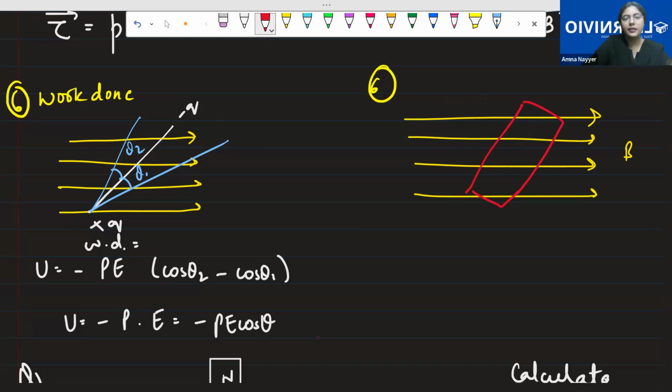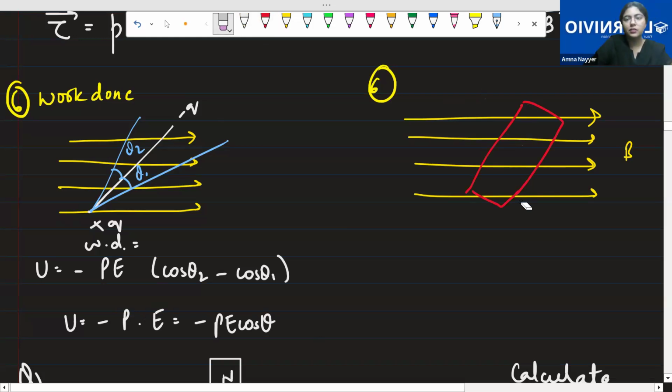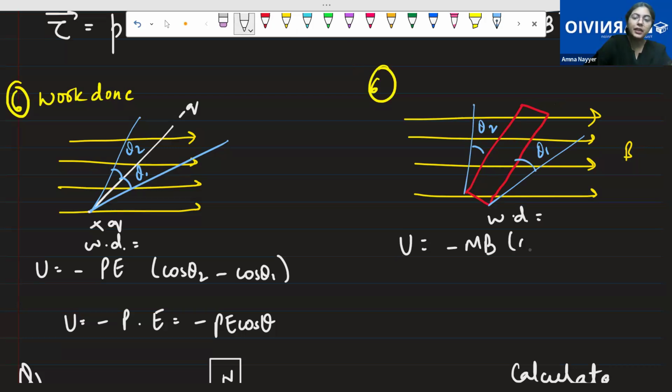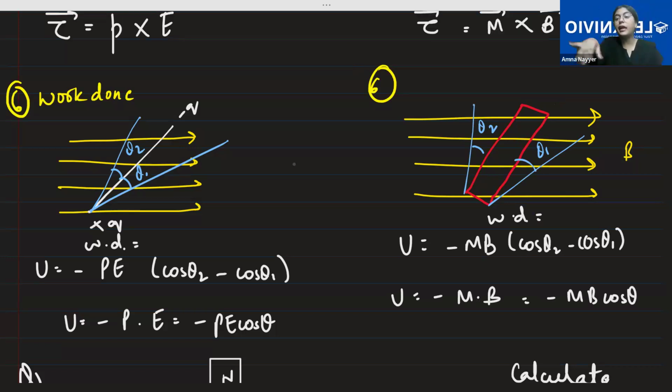Okay. Let's say here we have a bar magnet present. So this bar magnet now rotates from theta 1 to theta 2. So the work done will be equal to the change in potential energy, that is minus mB (cos theta 2 minus cos theta 1), which will be equal to minus m dot B, which is equal to minus mB cos theta. Okay. Like this, it's very easy to remember the magnetostatics part.